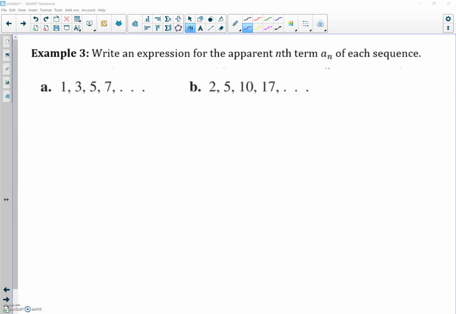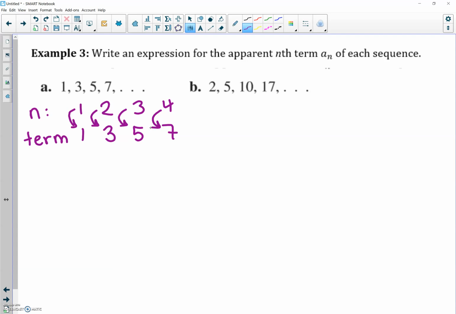Let's take a look at these 2 infinite sequences. So we are trying to find the patterns. We're trying to find the expression to use for the nth term, a sub n. So let's take a look at example 3, part A, 1, 3, 5, and 7. In order to find the rule for the nth term, write your n, and underneath of it, write your term. So term 1, so n is 1, is 1. Term 2 is 3. Term 3 is 5, and term 4 is 7. Take a look at how n relates to each of them and try to come up with a rule.